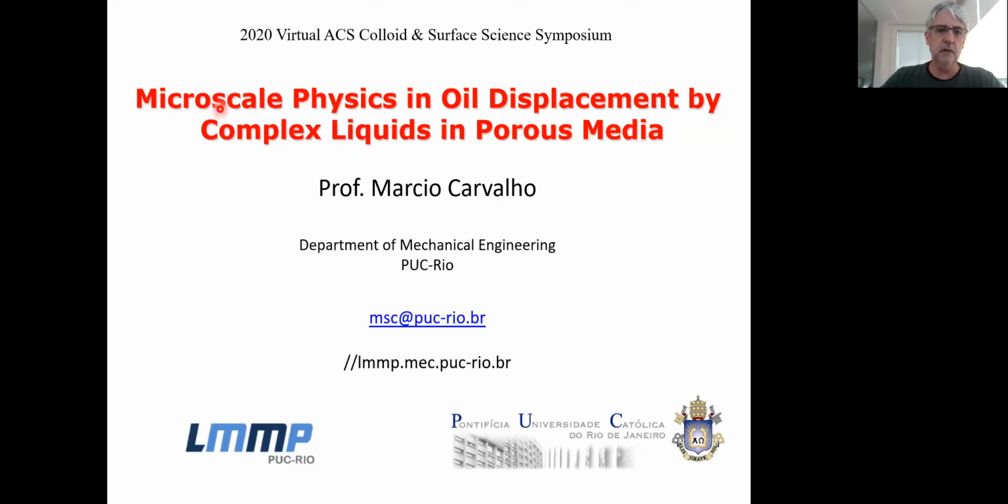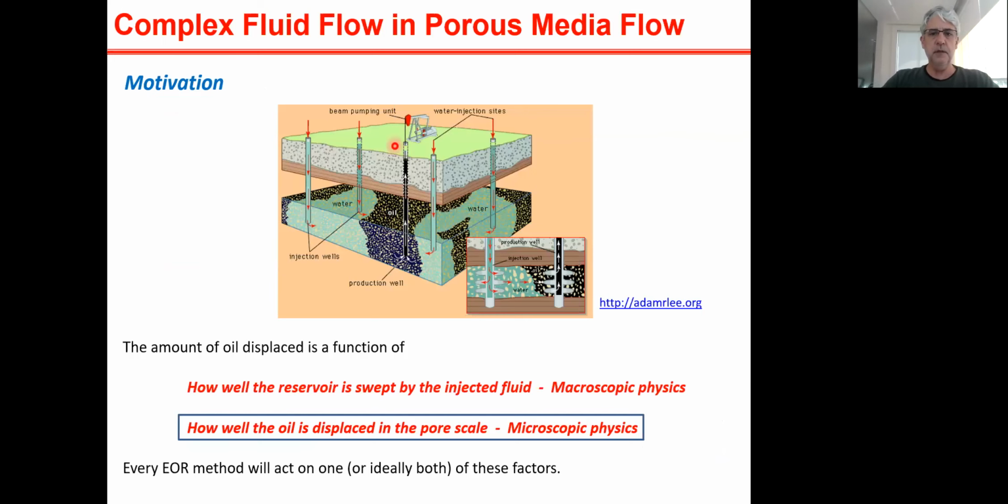And I'm going to talk about the work that we've been doing at PUC in Rio on microscale physics of oil displacement in porous media. So usually during oil production, water is injected through injecting wells, and this water will push oil towards the producing wells. The amount of oil that you produce is a function of how well the reservoir is swept by the water phase. So this is a macroscopic phenomenon.